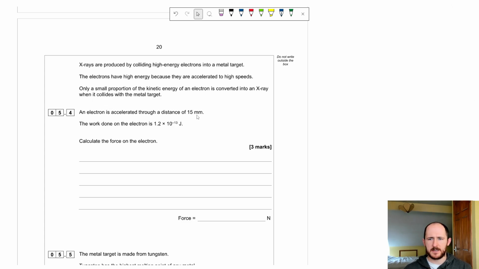An electron is accelerated through a distance of 15 millimeters, so that's distance. The work done is 1.2 times 10 to the minus 13. Work out the force. So we have F, W, and D. That is, work done is equal to the force times distance. So it means force is equal to work done over distance, which is going to be a very, very small number.